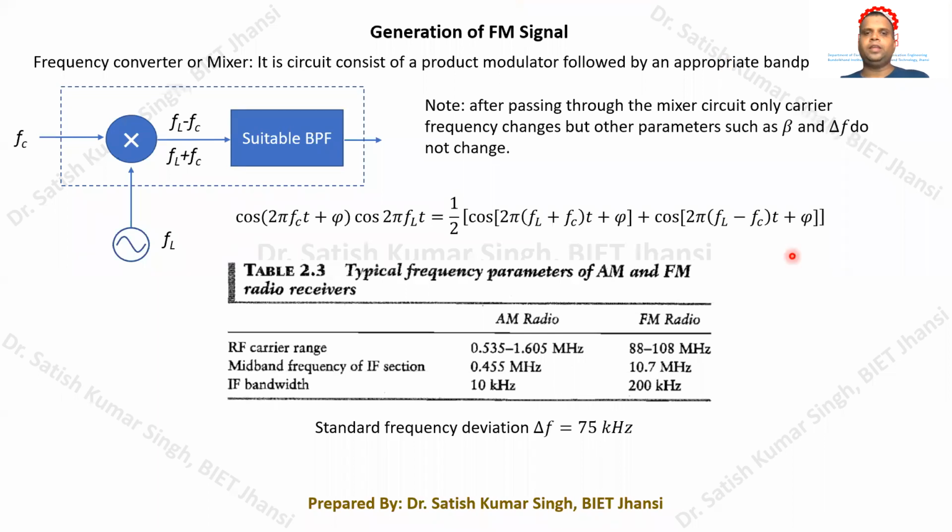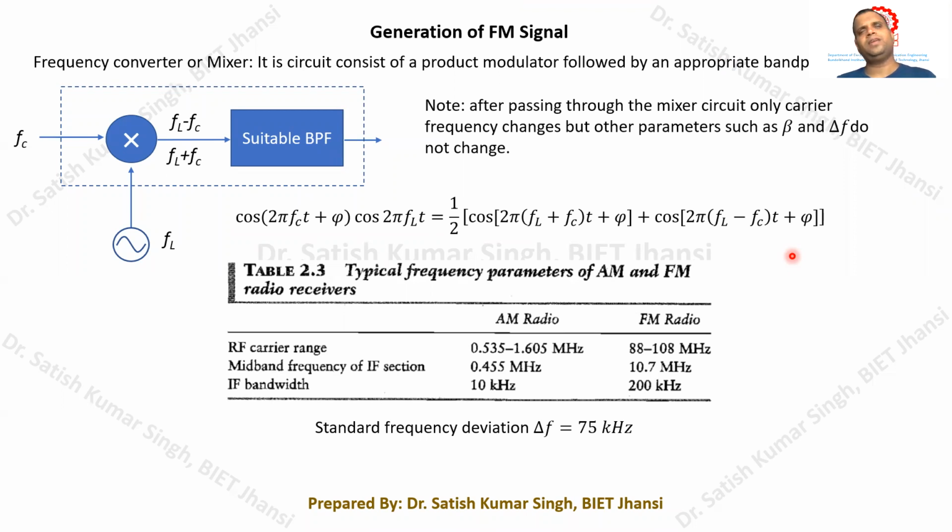So we have to look at the typical frequency parameters of AM and FM radio receivers. Please remember that till now I haven't discussed the radio receivers for amplitude modulation or AM radios or for FM radios. But here I would like to bring to your notice the typical parameters that we generally use for these radio stations.